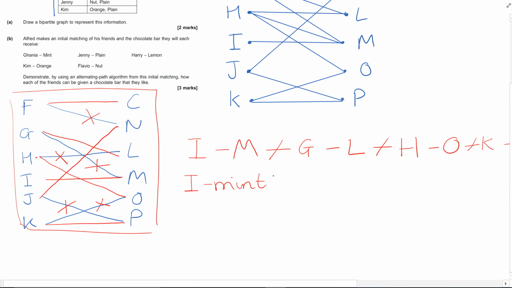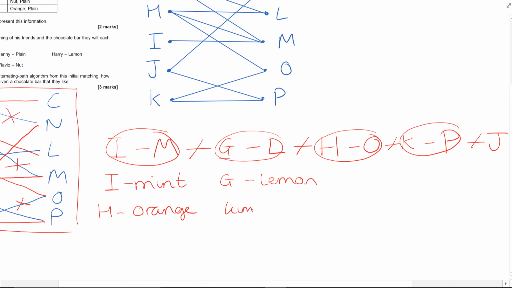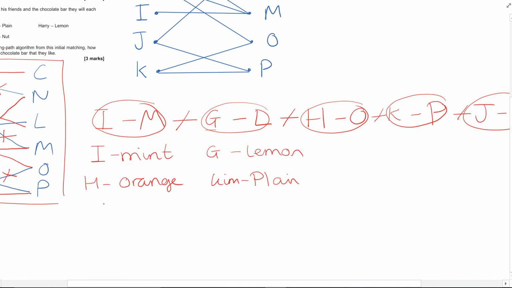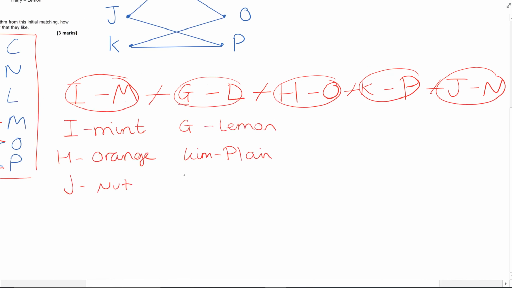So Imogen's going to go with mint. Diana is going to go with lemon. H to O, so Harry is with orange. What I'm doing is I'm just listing these because this is the easiest way to see what's been matched. Kim with plain, and just continuing on, J with nut, and then finally F with C, so Flavio with chocolate.